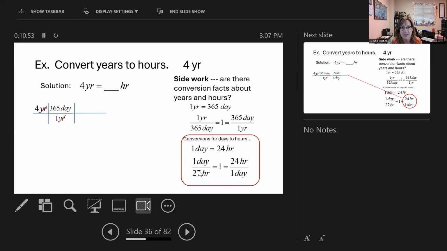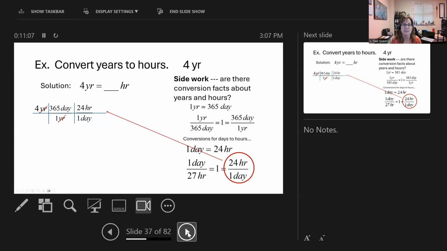That says 27. Obviously, I typed that wrong, so ignore that. That should be 24 hours there on the bottom. Sorry about that. Or 24 hours on the top and 1 day on the bottom. I just caught that typo. All right, so we're going to multiply by one of these fractions equivalent to 1, and we're going to choose the one that doesn't have the typo in it.